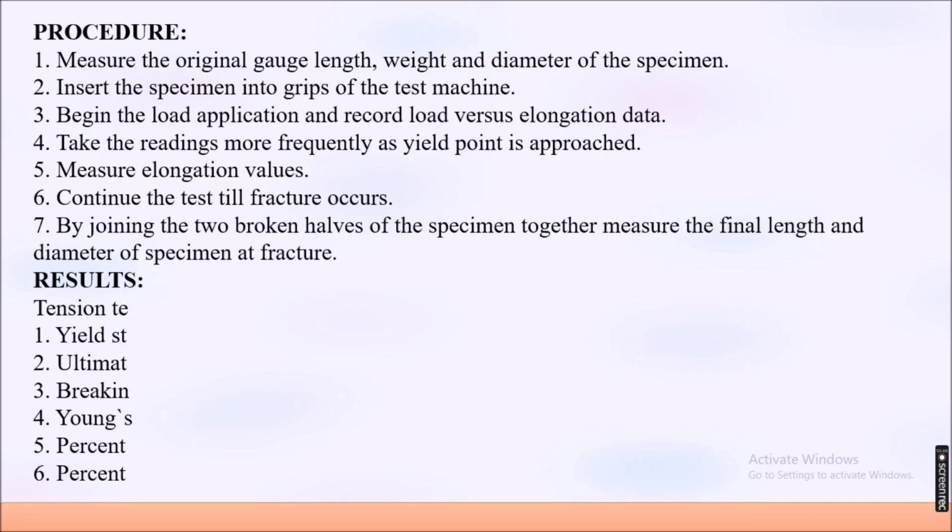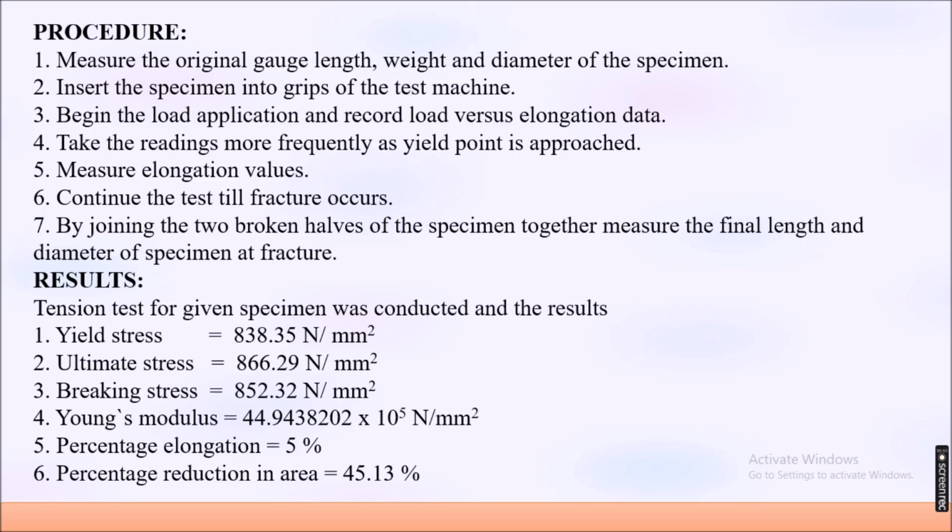Results. Tension test for the given specimen was conducted, and the results are as follows. 1. Yield stress is 838.35 N/mm². 2. Ultimate stress is 866.29 N/mm². 3. Breaking stress is 852.32 N/mm². 4. Young's modulus is 3.14 × 10^5 N/mm².